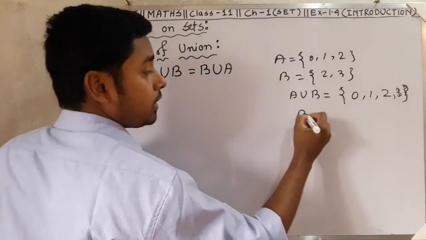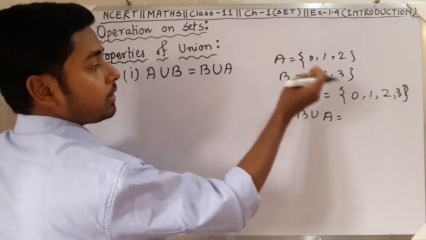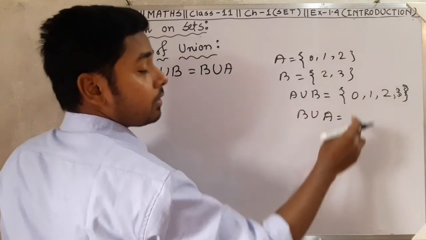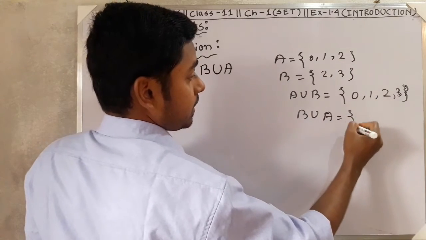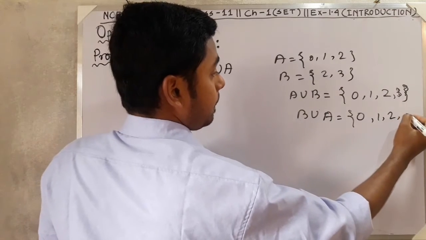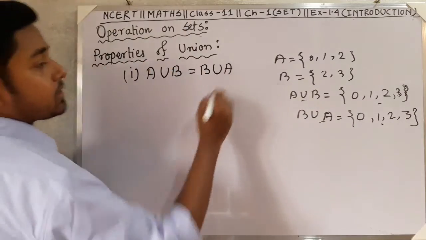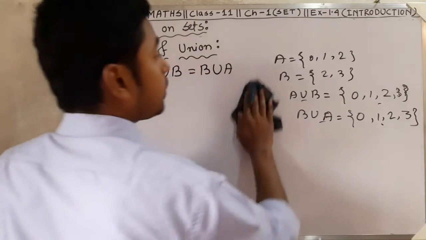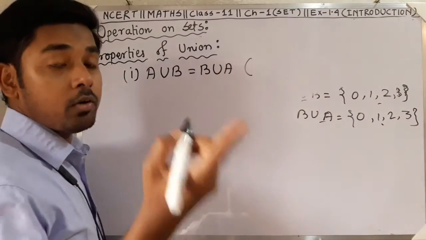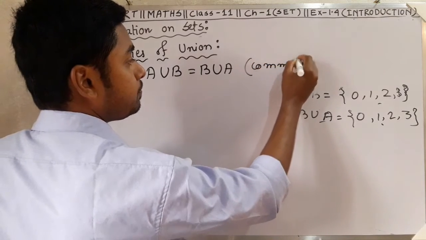And what is B union A? B union A means same thing. We have to take what? Elements of A, elements of B and common elements of A and B. So same thing, 0, 1, common elements, 2 and 3. So these are same and this is called what? This is called commutative property. Okay, as we have done it for whole numbers, for integers. Commutative property.